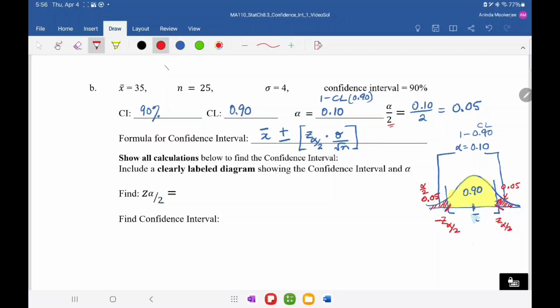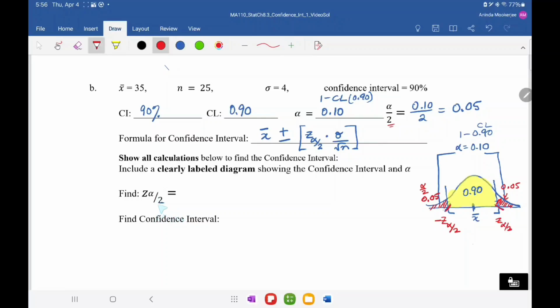On the left hand side, z will always be negative. On the right hand side of the center point, z values will all be positive. Remember that, all right? So on the left hand side, it'll be negative z of alpha by 2. On the right hand side, it'll be the same value, but a positive value. So when we say negative z of alpha by 2, it says find z of alpha by 2.